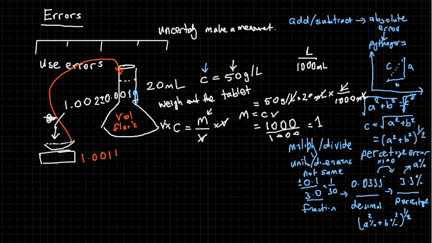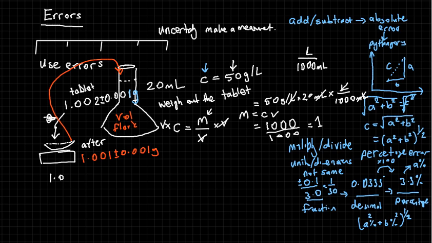So the next thing we're going to do is empty the watch glass into the volumetric flask, and there we go, and we're going to re-measure the scales, and when we re-measure the scales we get 0.1 plus or minus 0.001 grams.